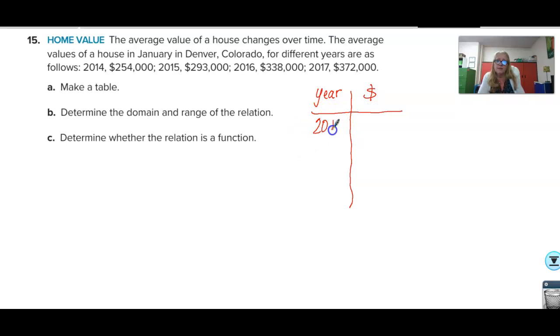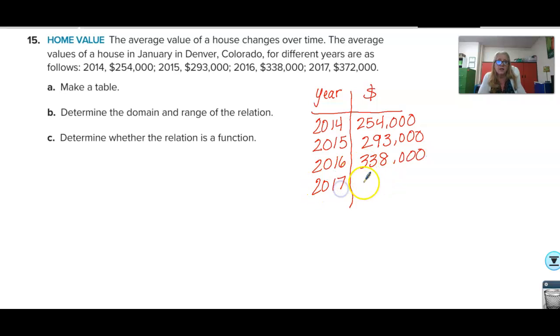So in 2014, the home price was $254,000. I hear Colorado's kind of pricey. 2015 is $293,000. It'd be interesting to see these numbers in Ohio also. 2016 is $338,000, and 2017 is $372,000. All right.